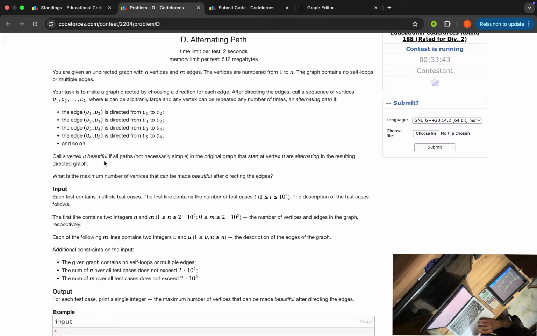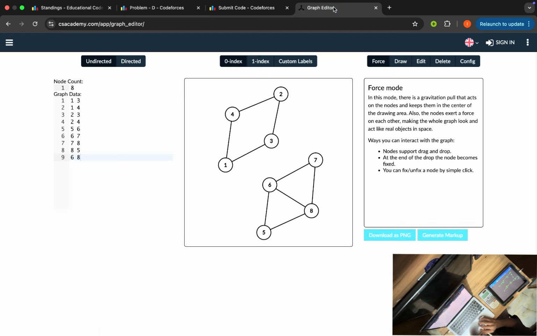Call a vertex very beautiful if all paths in the original graph that start at it are alternating in the resulting direction. What is the maximum number of... okay, got it. Now I got what it asked. It asked for the number of vertices, it didn't ask for the k.